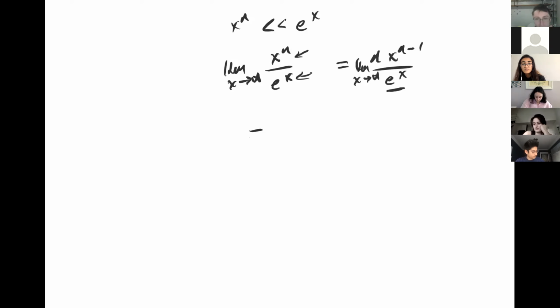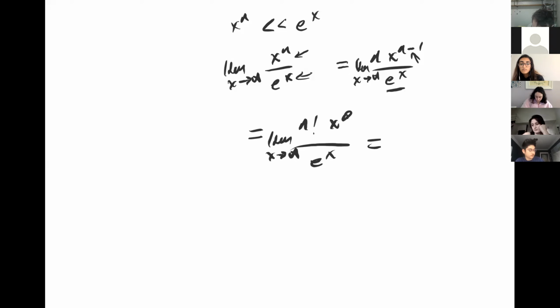Then we say, okay, do top and bottom go to infinity? Yep. So then we take another derivative, and we just keep doing this until the power here goes down to 0. And so that means we're going to get n factorial in the numerator times x to the 0, which is 1, over e to the x, limit as x goes to infinity. And so the numerator n factorial is big, but it's not nearly as big as e to the x as x goes to infinity. So then we just get 0. So that's all you have to do for the first problem.